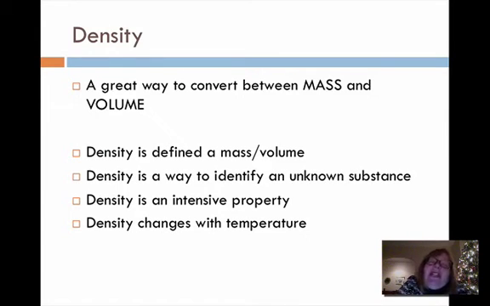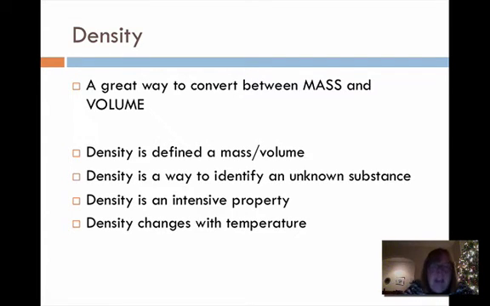Hi, this video is about density. So we're going to be using some numbers, so we want to keep in mind to use sig figs properly throughout this video. All right, this video, like I said, is about density. Density, I like to think of it as a way to convert between mass and volume.